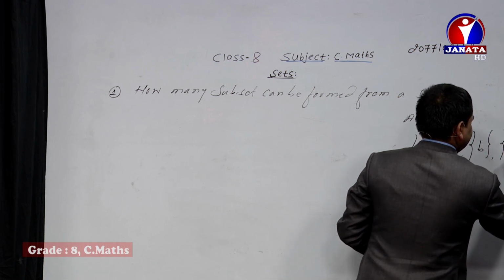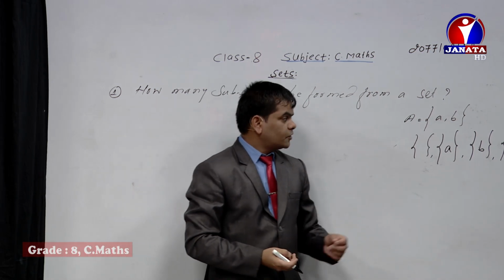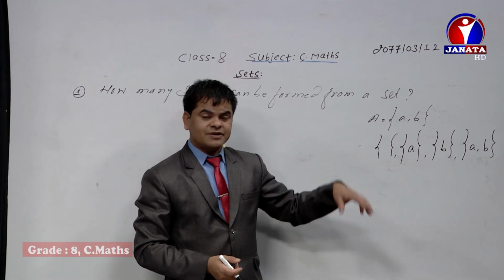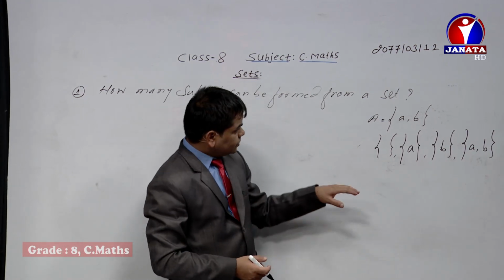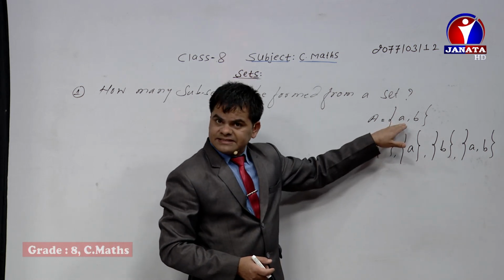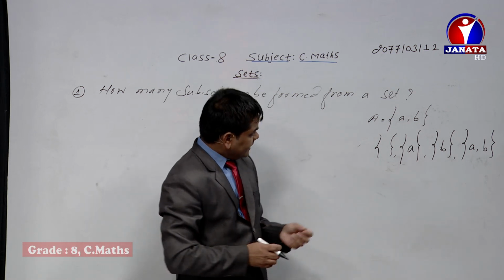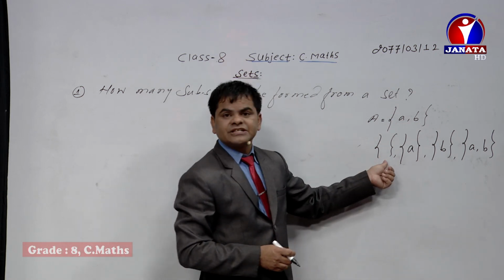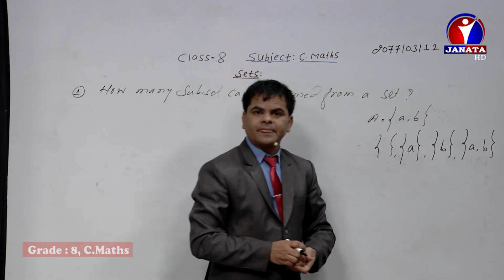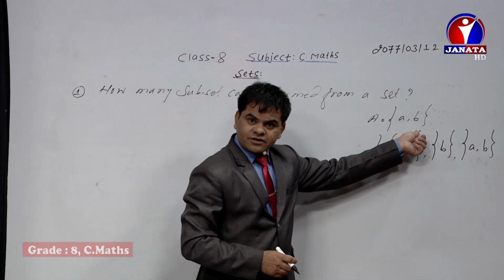{a, b} or {b, a}. AB or BA means the same. You cannot write both. You can write either a comma b or b comma a. It represents the same subset. So these are the subsets that can be made from the set containing 2 elements. If we count them, dear students, then 1, 2, 3, 4. There are 4 subsets that can be prepared from this set.